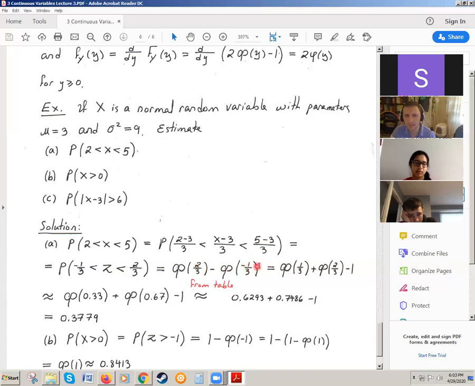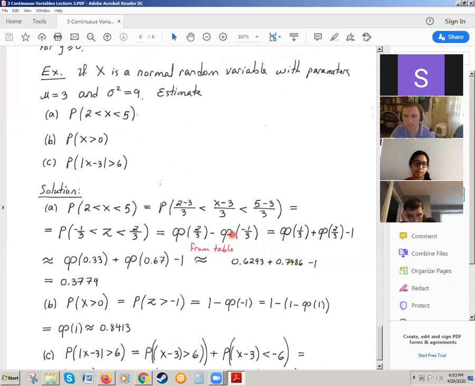And again, in the table, I will not see negative numbers. So I have to convert it to make it only phi of positive numbers. For that purpose, I replace this phi by 1 minus phi of 1/3. This means the area of the tail below minus 1/3, which is the same as the area of the front of the, what do you call this dinosaur with the long tail and the long head?